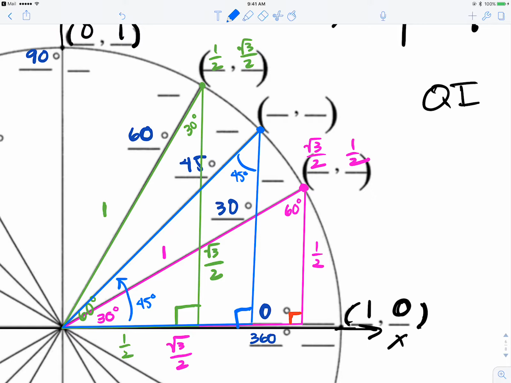Okay, so this side is 1. We have root 2 over 2 and root 2 over 2. I'm sorry, I know it's a little confusing with all the colors. So Abby, what would the x value of this point be? Root 2 over 2. Yeah. And then the y value would also be root 2 over 2, right?